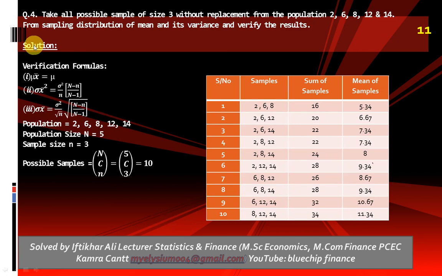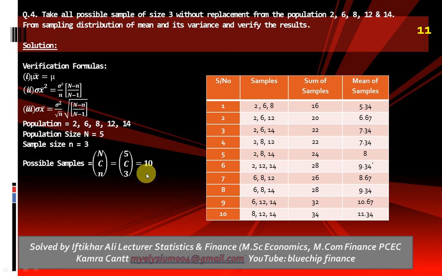Now we move to question number 4. Take all possible samples of size 3 without replacement from the population 2, 6, 8, 12 and 14. Sample size is 3, so lowercase n is 3. Population is 1, 2, 3, 4 and 5, so population size uppercase N is 5. So possible samples is 10 through the combination method, because it is the without replacement case. In case of without replacement, we can obtain all possible samples through the combination method.